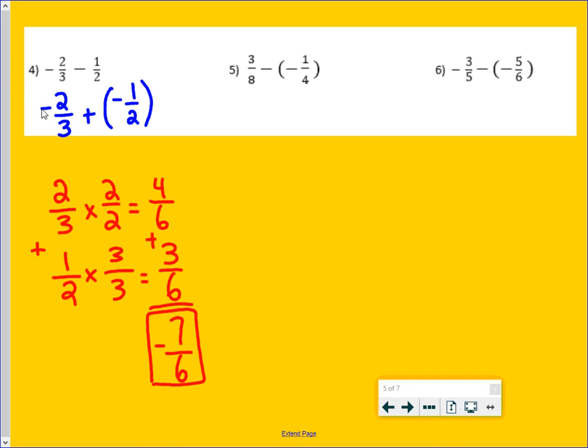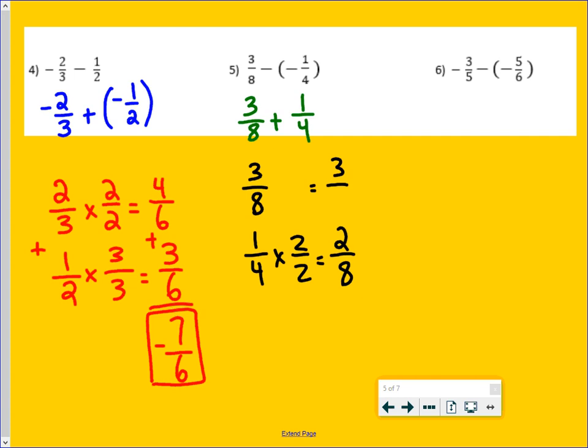So remember, we're going to add the opposite. So in this case, it changes it to where it's 3/8 plus 1/4. We can't add these yet because they don't have a common denominator. So let's go ahead and change it to where they have a common denominator. Our common denominator will be 8. So 2/8 there. And we're just going to add them up. Add the numerators, keep the denominator. So 3 plus 2, which is 5. Keep the denominator. And there you have it. 5/8 is your answer.